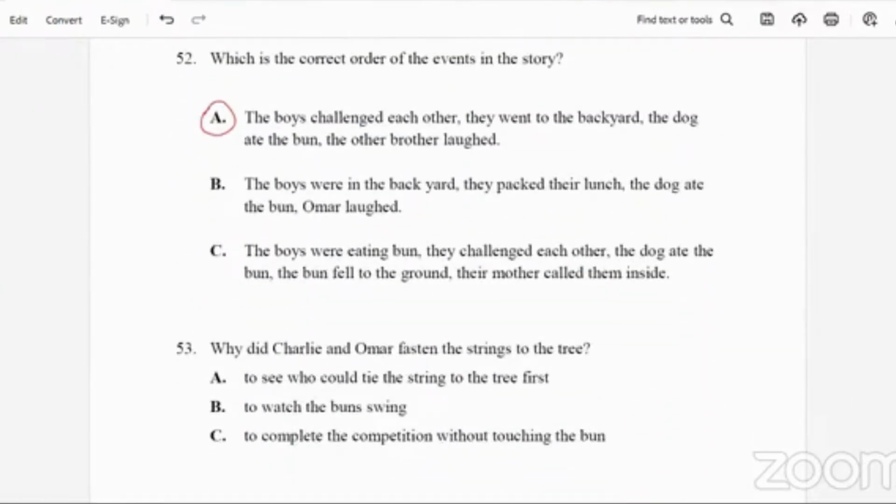Why did Charlie and Omar fasten the strings to the tree? Of course, it didn't tell us in the story why they fastened the string to the tree, but let's see if we can figure out why. To see who could tie the string to the tree first, to watch the bun swing, or to complete the competition without touching the bun. So it was a bun eating contest. Of course they didn't want to use their hands, to make it a little bit more fun. So they fastened the strings to the tree to complete the competition without touching the bun. That would be the reason for them doing that.